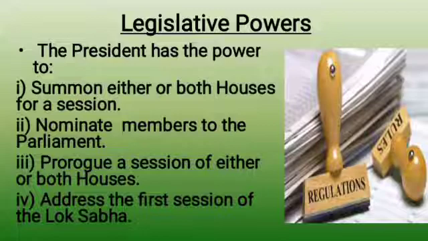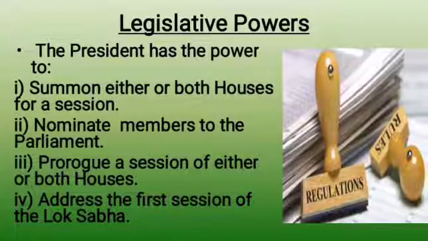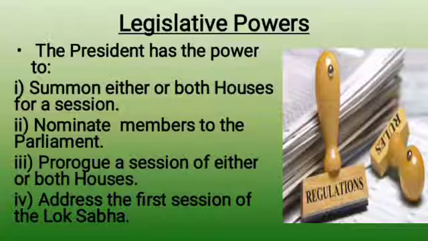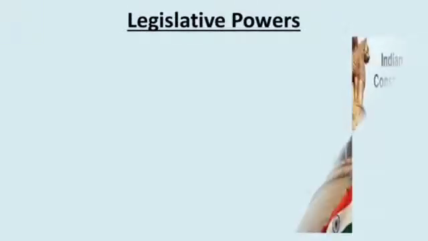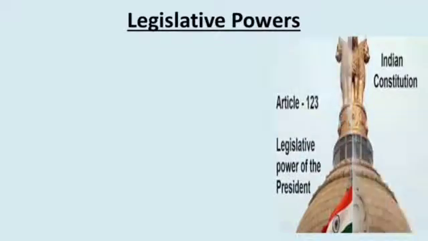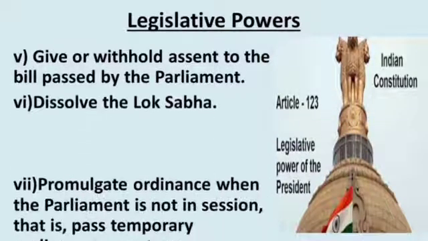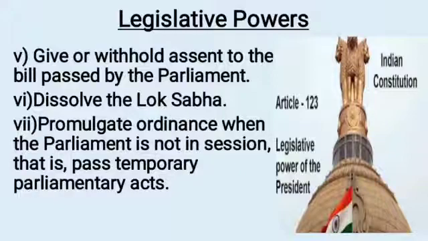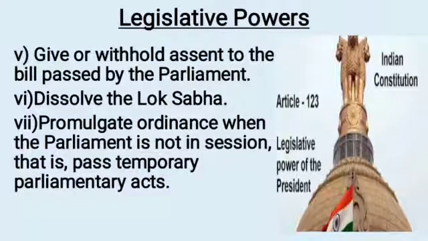Nominate members to the Parliament. Prorogue a session of either or both houses. Here prorogue refers to discontinue. Address the first session of the Lok Sabha also. Give or withhold assent to the bill passed by the Parliament. Here assent refers to accept. And then dissolve the Lok Sabha also. Promulgate ordinance when the Parliament is not in session. That is, pass a temporary parliamentary act.